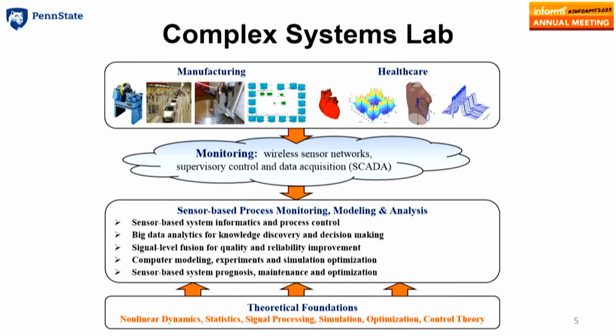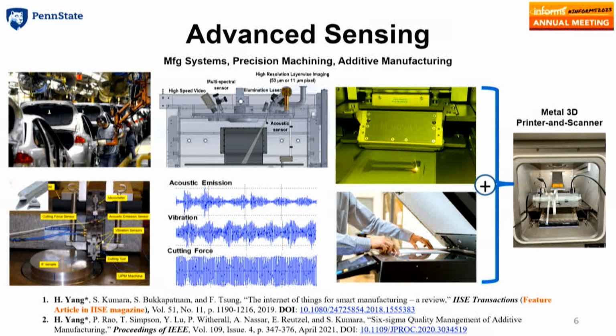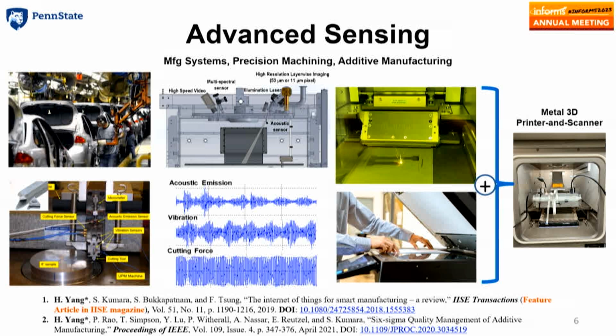So here's an example of advanced sensors we are using today. This is my first project. I worked with General Motors, and General Motors actually have a lot of programmable logic controllers, which connect a lot of data and control the process in the assembly line. And we pull the data from the automotive assembly line and then build simulation models based on the data. So this is the first set of sensors in the manufacturing plant.